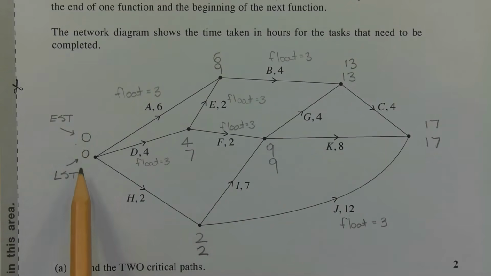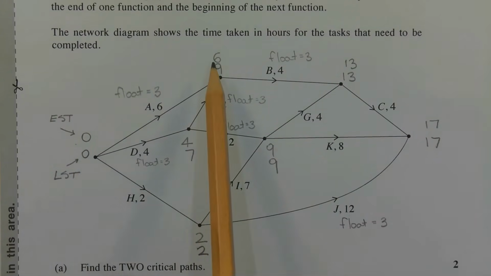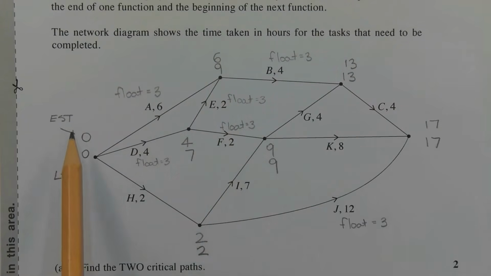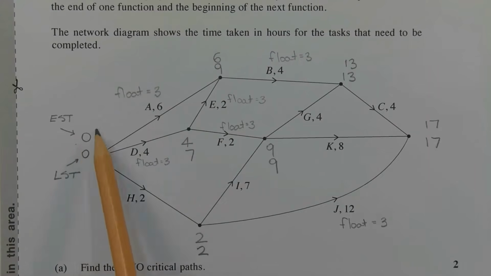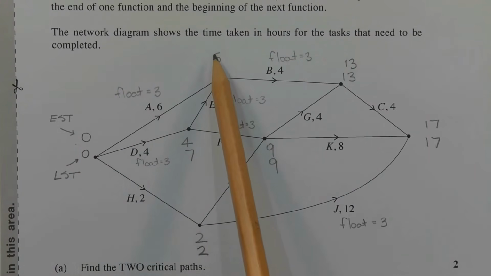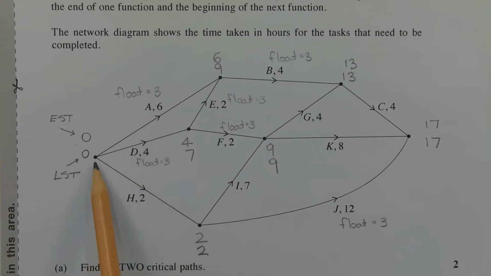Now notice that there's two numbers before and after each task. The top number is the earliest start time of that task and the bottom number is the latest start time. So that's EST and LST. Task A takes 6 hours. So starting at 0, adding 6, we get 6. Task D, starting at 0, it takes 4 hours, so it finishes at 4.